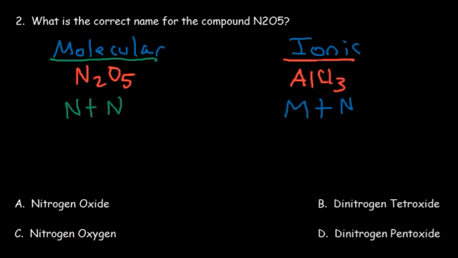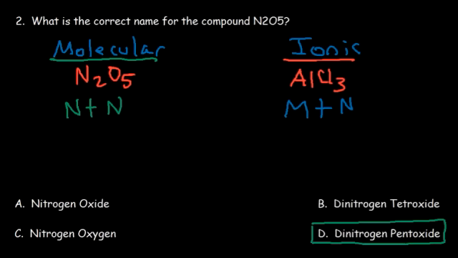Now for N2O5, we would use prefixes like mono, di, tri, tetra. Mono is for 1, di is for 2, tri is for 3, tetra is 4, penta is 5, hexa is 6, hepta is 7, octa is 8, nona is 9, deca is 10. So for N2O5, it's dinitrogen, di for 2, pentoxide, penta for 5. So the correct answer is D for this particular problem.